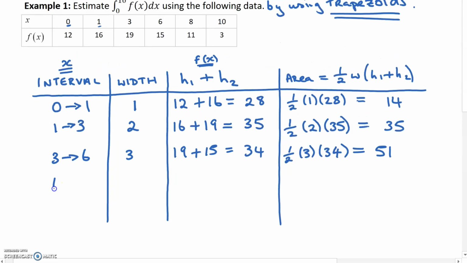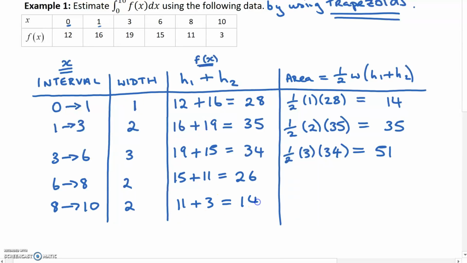Now 6 to 8. And I'll just go through this a little bit faster. We're going to do 8 to 10 as well. So 6 to 8 is 2, and 8 to 10 is 2. 6 to 8, that's 15 plus 11. So that's 26. And here we're going to have 11 plus 3 is equal to 14. In this case it's going to be 1/2 the width, which is 2, by 26, which is simply equal to 26. And the last one, 1/2, the width is 2 again, times 14, which again is simply equal to 14.